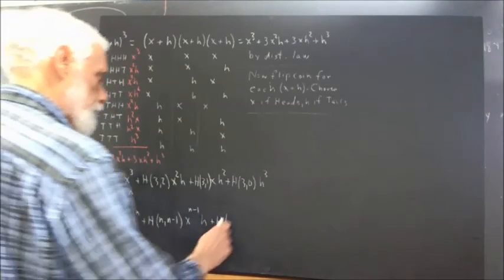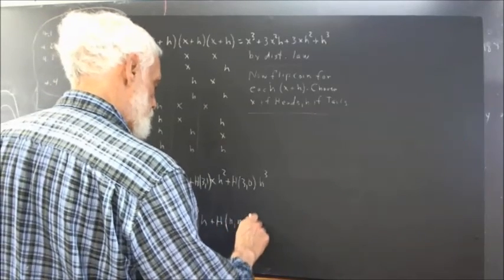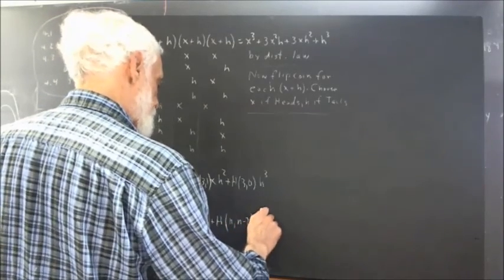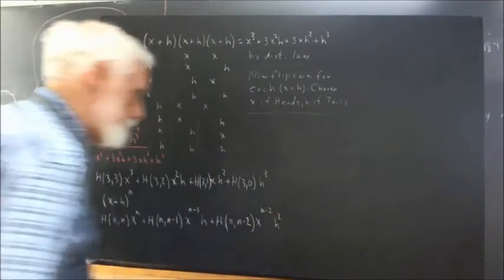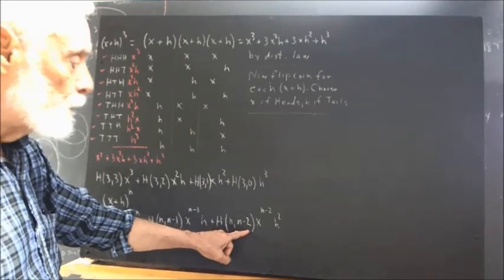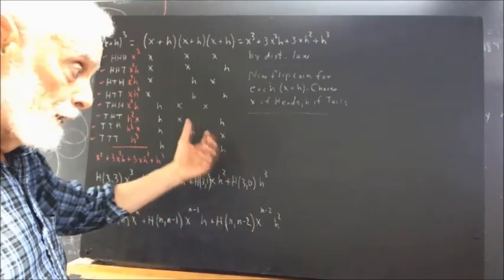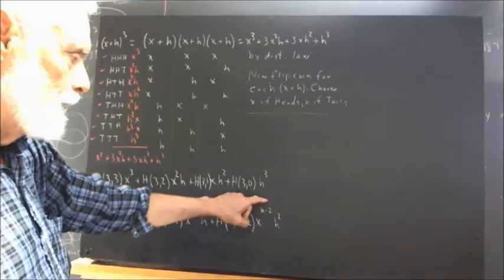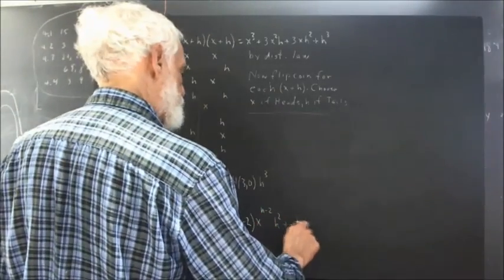Then h of n minus 2 multiplied by x to the n minus 2 times h squared. And again, we're getting 2 tails and n minus 2 heads. So we're going to have x to the n minus 2 h squared, etc.